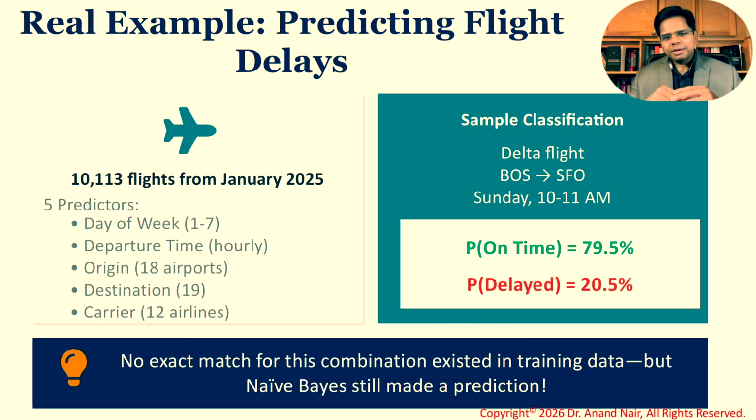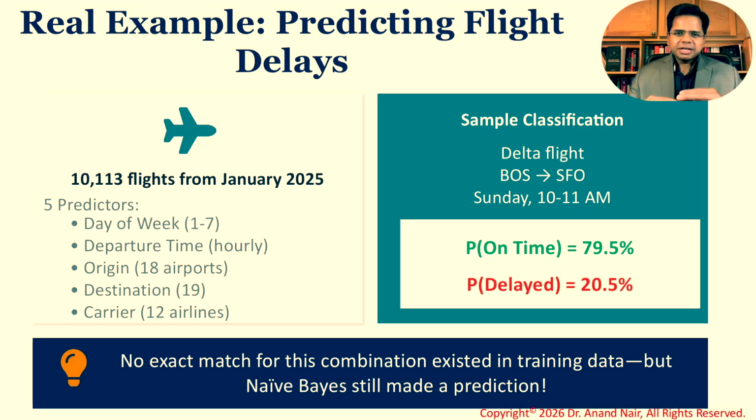What proportion of delayed flights were Delta flights? What proportion of delayed flights departed on Sundays? What proportion departed in the 10 a.m. hour? And so on. Multiply these together, do the same for the on-time class, normalize, and boom! We get probability of delay to be approximately equal to 20.5% and P of on-time to be approximately equal to 79.5%. The flight is more likely to be on time, so that's our prediction.